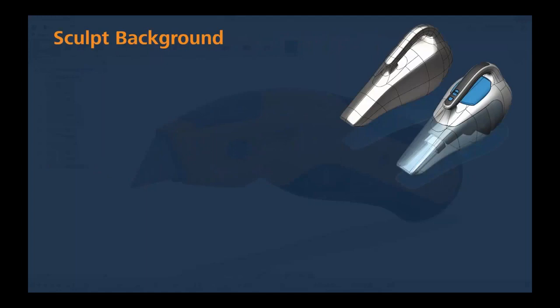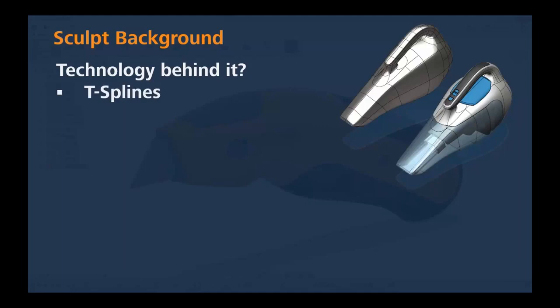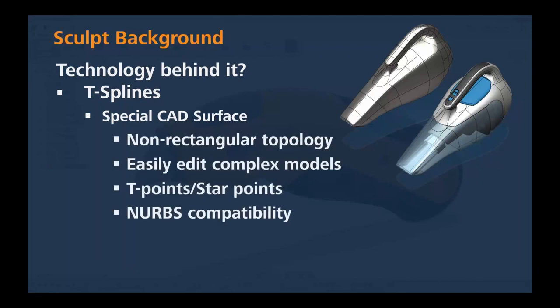If we look a little bit about the Sculpt background, so what's the technology behind it? Well, it uses technology called T-splines, which was an Autodesk acquisition a number of years ago. It's effectively a special CAD surface that enables you to utilize techniques and technology that you may not have been able to use using traditional CAD tools.